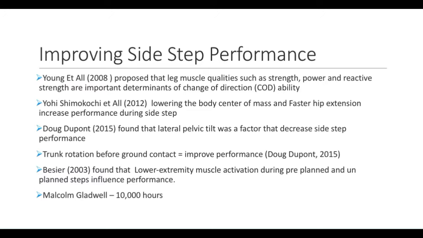This is accompanied by trunk rotation, and it has been found that athletes who could turn their trunk in the direction they intend to step experience faster times in both planned and unplanned scenarios. It has also been found that lower extremity muscle activation during cutting may be different between pre-planned and unanticipated cuts. Thus, some neuromuscular training or muscle activation strategies would also allow for improvement of performance during the side step.